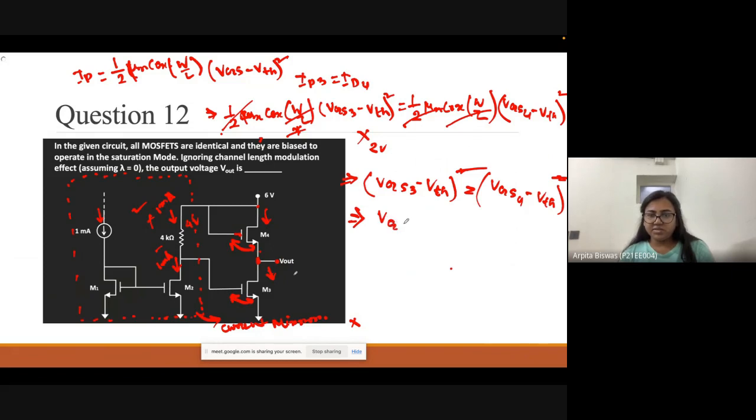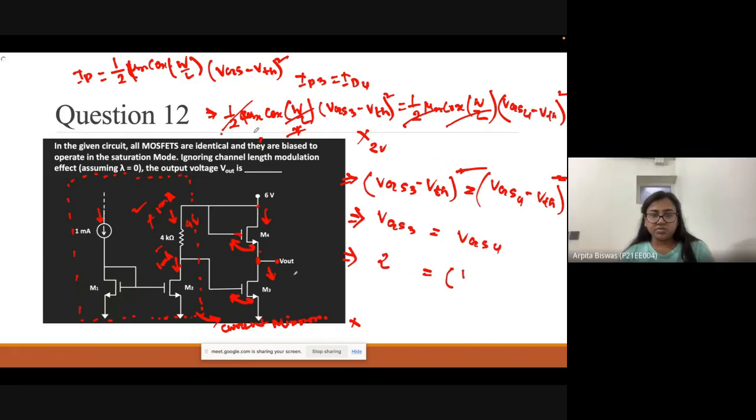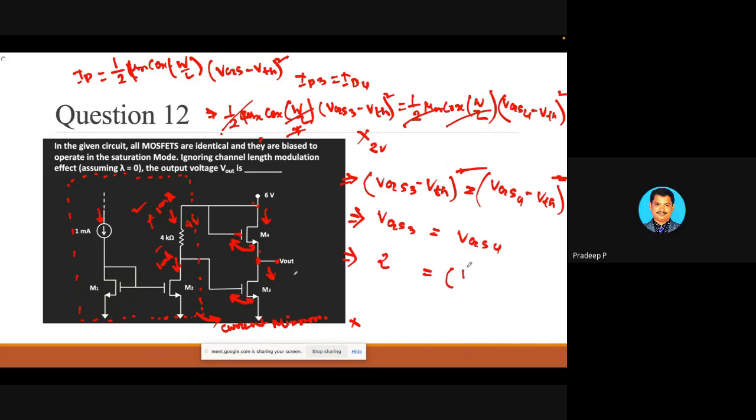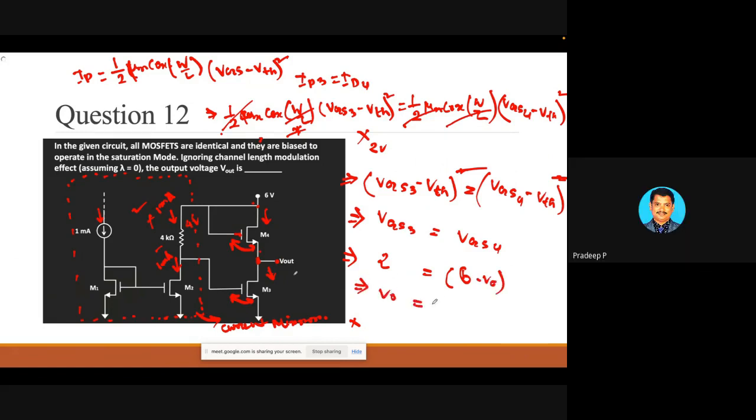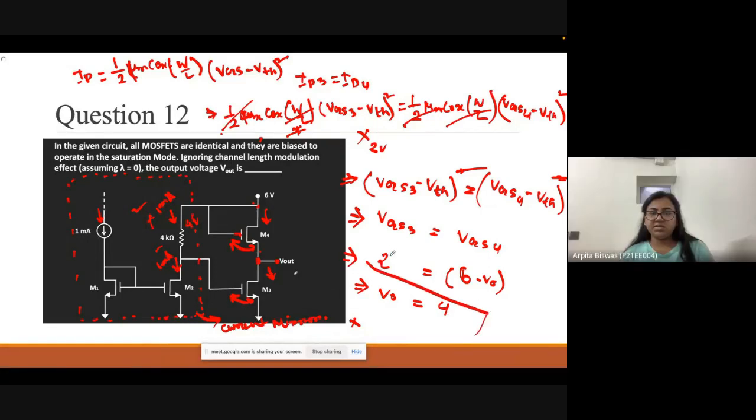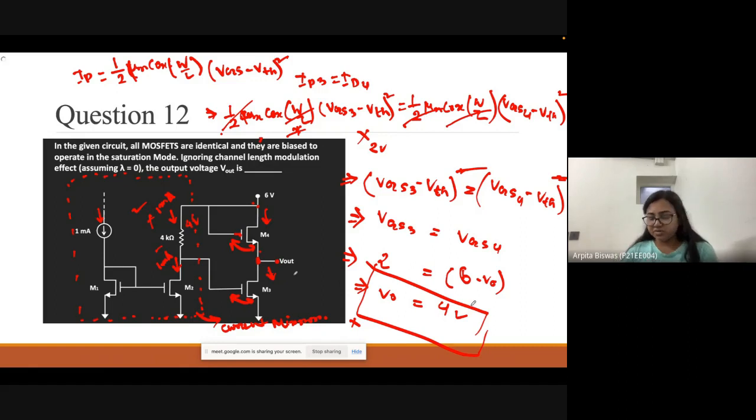So VGS3 equals VGS4. Just put down the value of VGS3. Previously we have calculated it. What is the value of VGS3? 2 volts. And from this side, VGS4, what is the value? 6 minus V out. So 2 volts equals 6 minus V out, giving 4 volts. Now it is clear. Just write down this, then we will move forward to the next question.